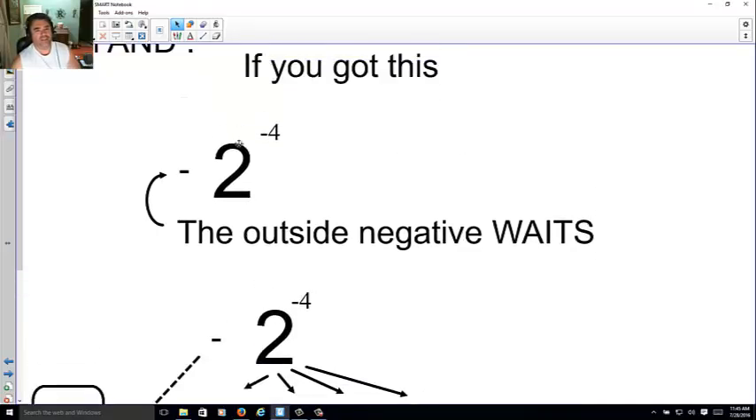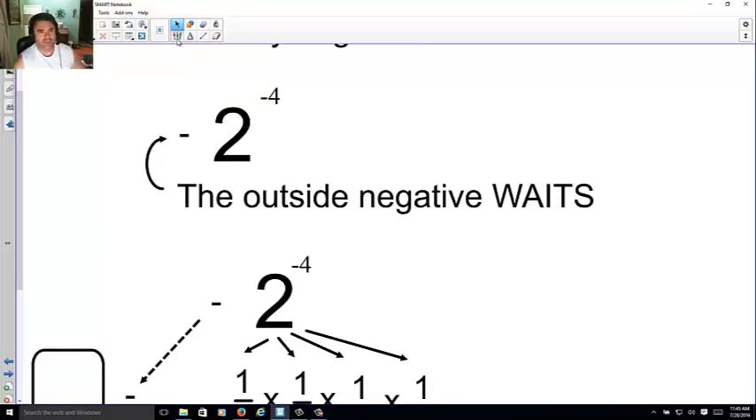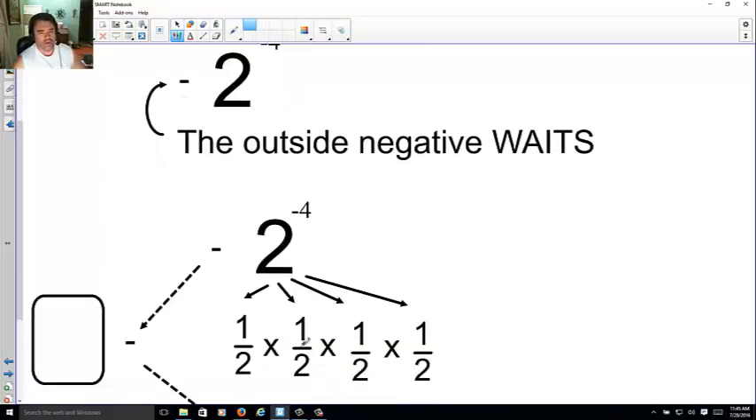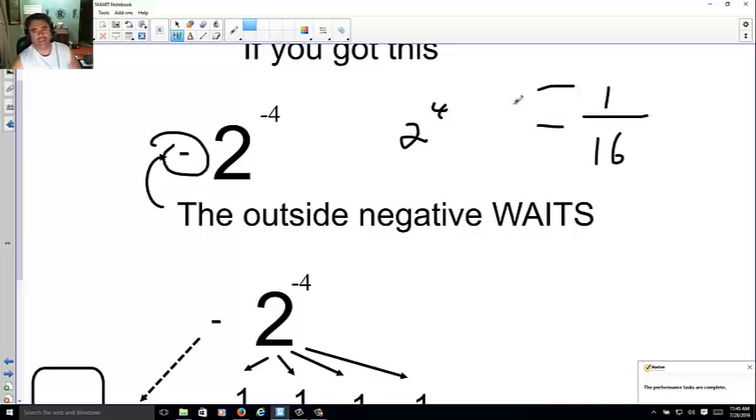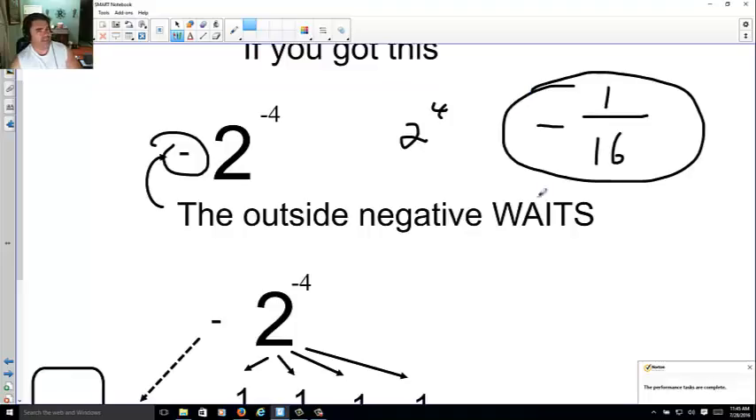What it means is you could do like I have below, and I'm going to show you the shortcut. The way I have below is 4 times negative 1/2. Why don't we just take 2 to the fourth power? 2 times 2 times 2 times 2, which is going to make 16. Because it's a negative exponent, 1 over 16. And then this negative is just going to sit out and make it a negative. Do one thing at a time.